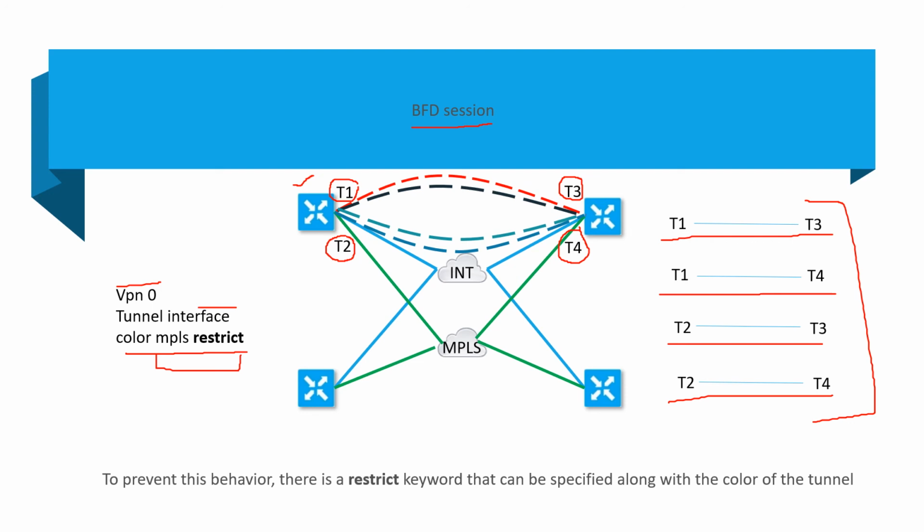So if I say now T1 is public, this is my MPLS, this is my public, this is my MPLS. Technically I should have one tunnel formed from T1 to T3, that is my public, and a second tunnel should be T2 to T4, that is going to be over MPLS. That is something we expect. So you can restrict it by making some configuration tweaks.